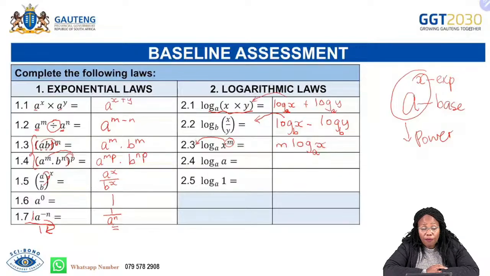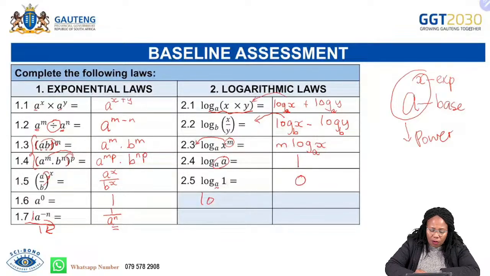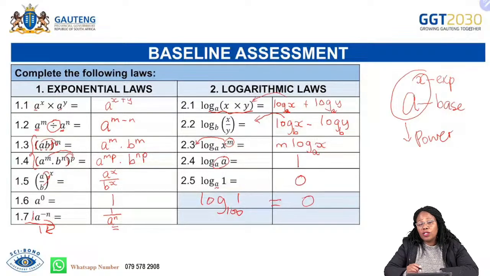And then 2.4, the log of a base a. As long as this part is exactly the same, then this is equals to 1. Log 10 base 10 equal to 1. Log 100 base 100 is equals to 1. And then the log of 1, grade 12, you can even check with your calculator. It will give you a 0. So log of 1 is always a 0. It doesn't matter how much it's a base. Even if I can have the log of 1 with the base of 100 there, it will still give me a 0 because it's a log of 1. Okay.